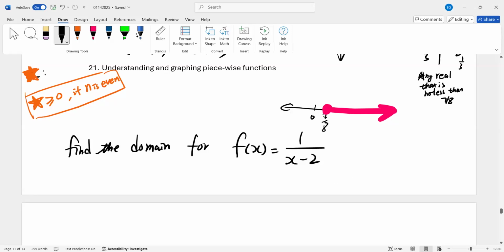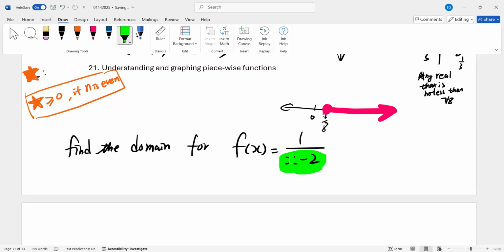It'll be negative infinity to 2, with the union, and then 2 to positive infinity. Very good. Is Kaida talking? Oh no, sorry. Kaida, perfect. Exactly. So the way to do that is, this function has a denominator, right?